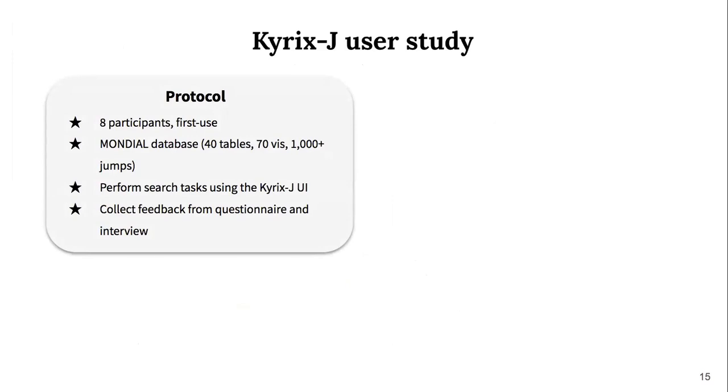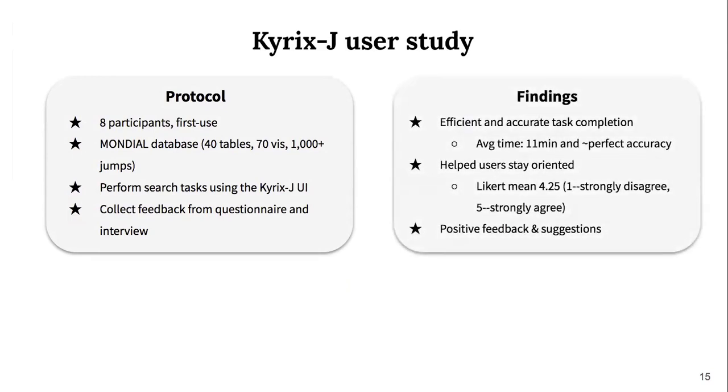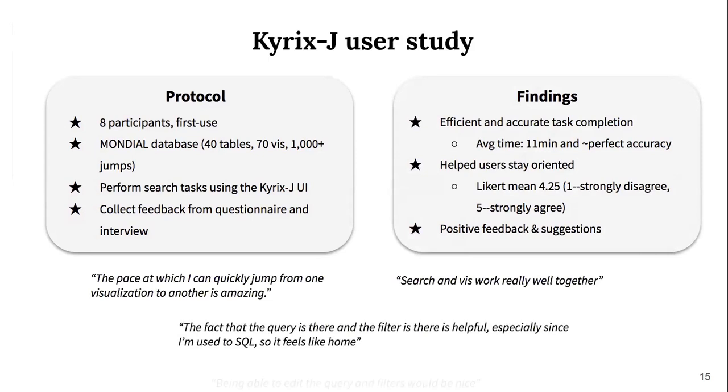We had a few findings. First, all participants were able to complete the tasks in a fast manner, and the completions were nearly perfect. Second, participants reported that they were able to stay oriented and use the UI elements to keep track of where they were in the data space. Many positive feedback were given as well. For example, people really liked that it was easy to perform jumps to see connected data, and mentioned some particular UI elements such as the search functionality and the ER diagram that were very helpful.